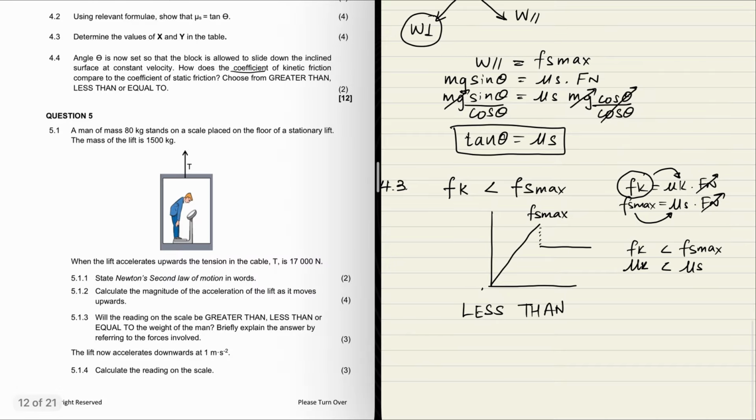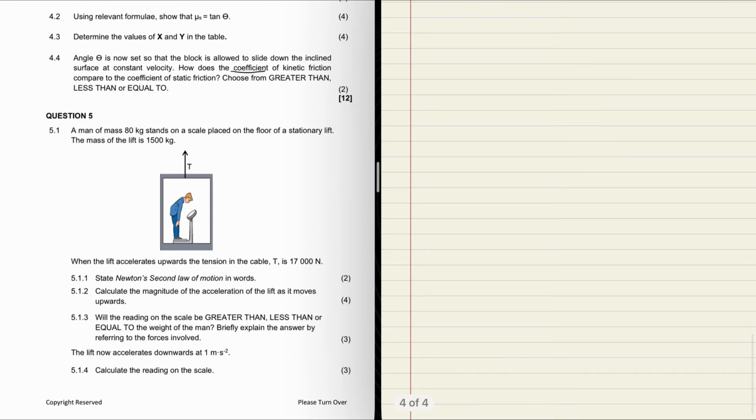Moving on now to, well, this was question 4.4. Moving on to question 5. A man of mass 80 kilograms stands on a scale placed on the floor of a stationary lift. The mass of the lift is 1,500 kilograms. When the lift accelerates upward, the tension in the cable T is 17,000 newtons. State Newton's second law. We can come back to that at some point, but it's a definition, so it's just about learning it.